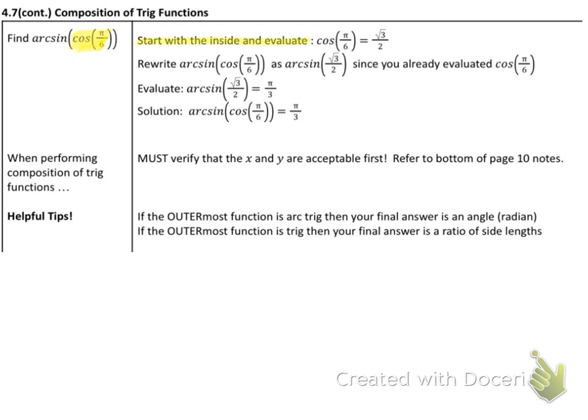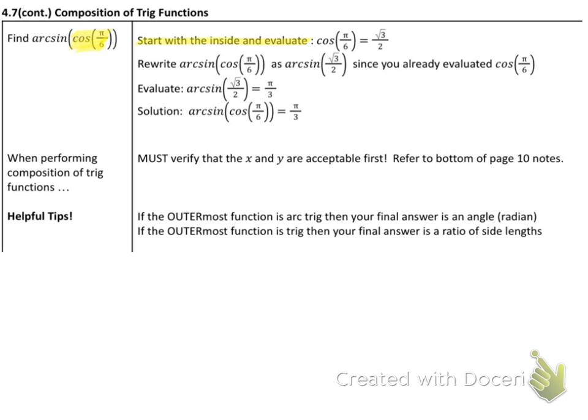Okay, well, we know that cosine pi over 6 is root 3 over 2. So now replace the cosine of pi over 6 with root 3 over 2. You just found out what it is. Now you're trying to do the arc sine of that. Now, arc sine means you're looking for an angle. And now, because you're dealing with the arc, you have to make sure that you obey the domain restriction. So start on the inside, work your way out.